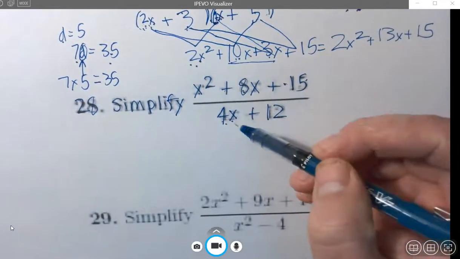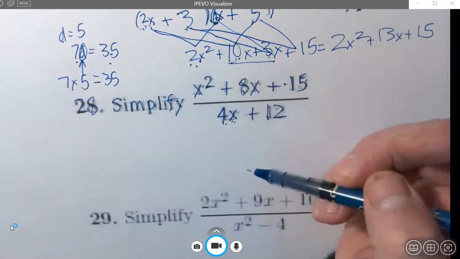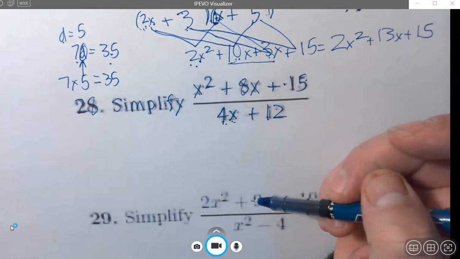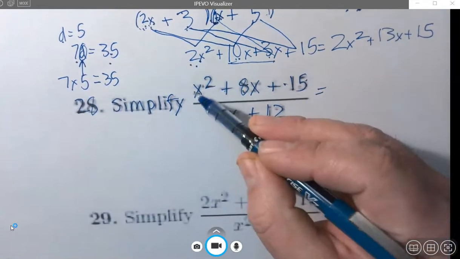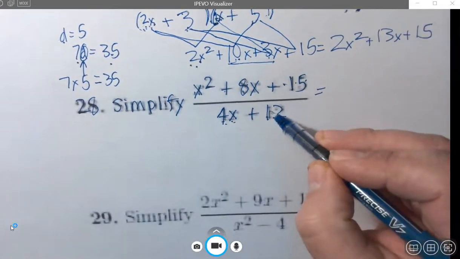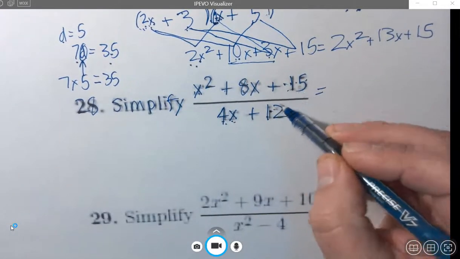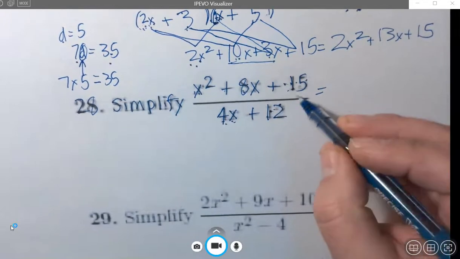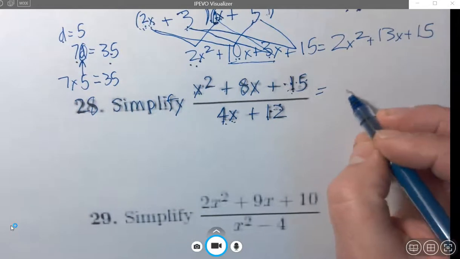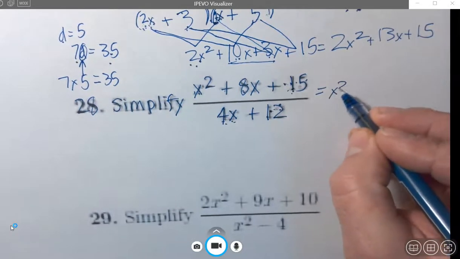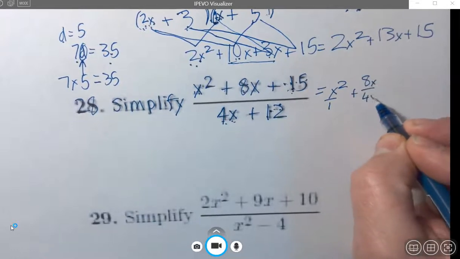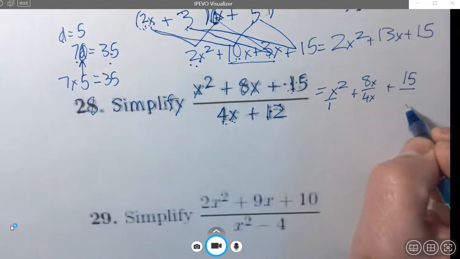Since these are added at the top and added at the bottom, we can change these. I could divide 8x by 4x and come up with a simpler solution. All right, the x squared we might have to keep the same. Let's see. And then 15 over 12, those have factors. Those have common denominators. We could factor this into a simpler fraction. So let's see what we get so far. I have x squared. Let's break it apart. That's over 1 plus 8x over 4x plus 15 over 12.